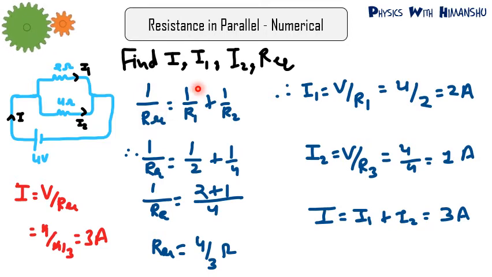So 1 upon R equivalent will be equal to 1 upon R1 plus 1 upon R2. So 1 upon R equivalent will be equal to 1 upon 2 plus 1 upon 4. Taking LCM, R equivalent comes out to be 4 by 3 ohm. So this is the equivalent resistance.